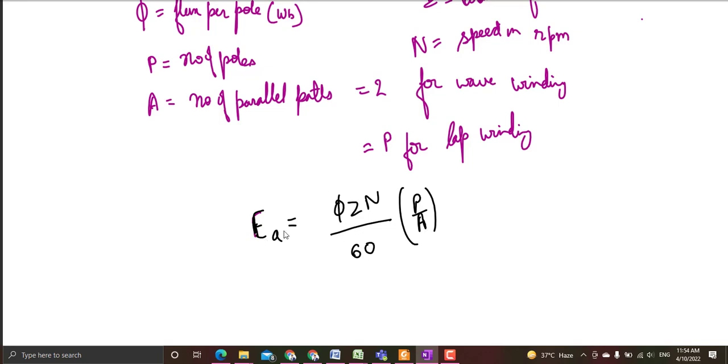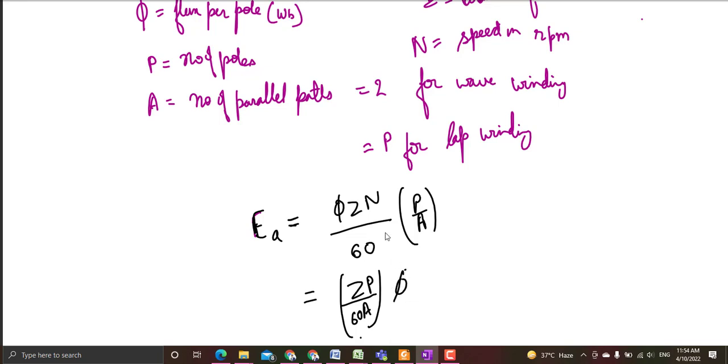This generated EMF depends upon the flux per pole, the total number of conductors, and the speed at which the rotor is rotating, and it is directly proportional to the number of poles. In a particular machine, Z, P and A are constant. So I can write Z into P over 60A, and this is constant for a particular machine.